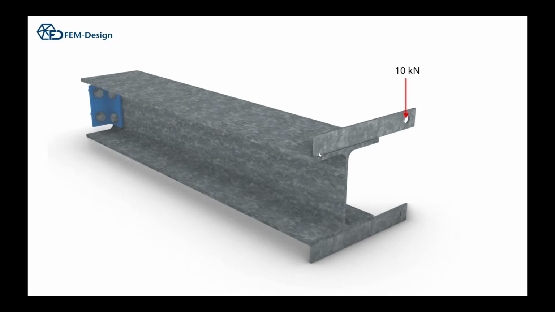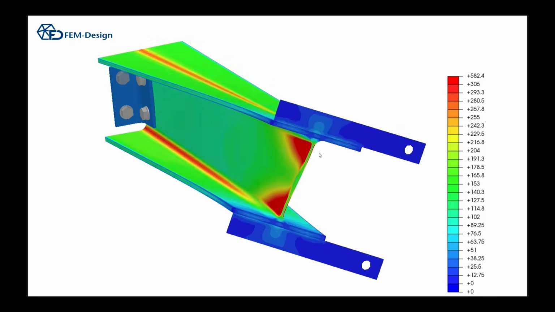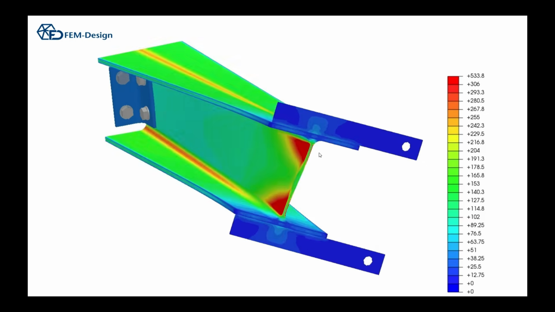We take a really simple example here, this cantilever beam. We have a bolted connection on one end, and then we apply a torsional moment to the beam, which is illustrated here with this point load on a cantilever at the end of the beam. And this is the solid finite element model, so you can see what happens. So this is roughly what's going on.